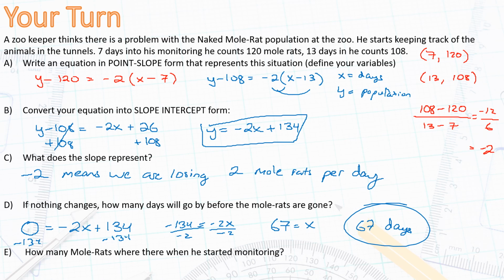How many mole rats were there when he started monitoring? So started monitoring would be day 0. So we're looking for the y-intercept, which we already found. So we don't have to put in x is 0. It's just 134. 134 mole rats to start.